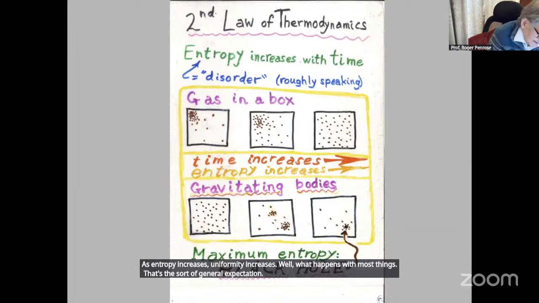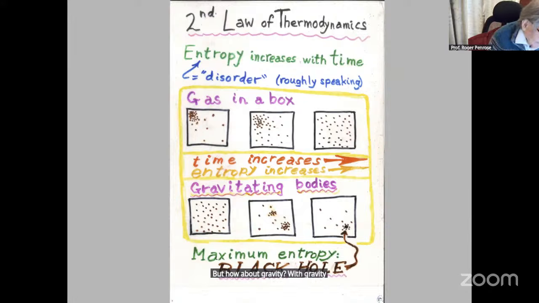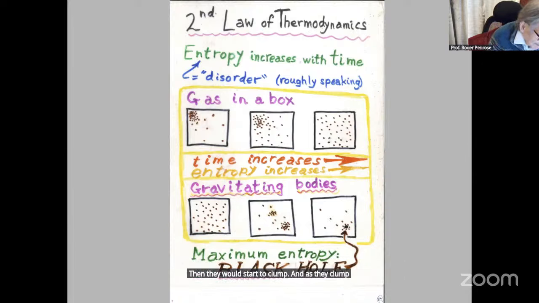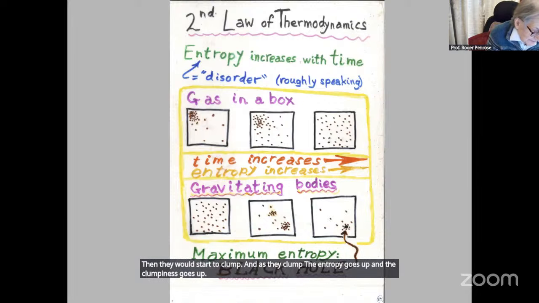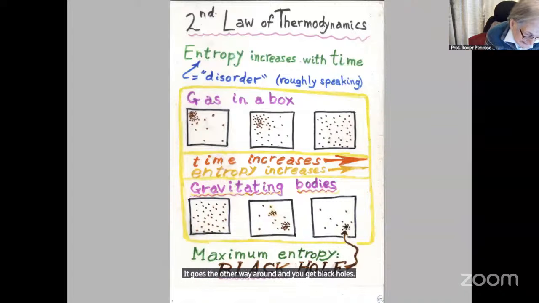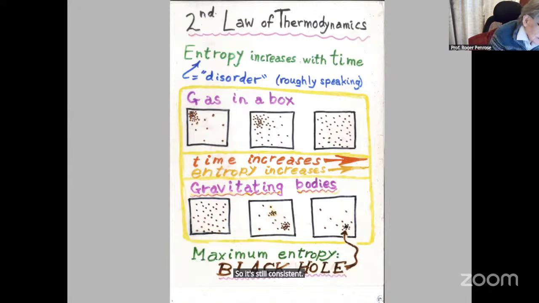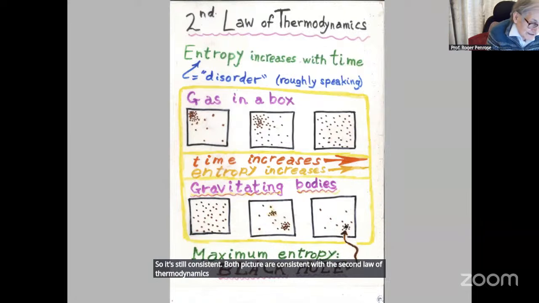But how about gravity? With gravity, it goes the other way. I'm imagining here, the bottom three boxes, because you go to the right, suppose we had a random display of stars just spattered around randomly, then they will start to clump. And as they clump, the entropy goes up and the clumpiness goes up. It goes the other way around and you get black holes. That's where it really, really clumps and the entropy goes absolutely shooting up enormously with a black hole. So both pictures are consistent with the second law of thermodynamics, but when it's gravity that dominates, the picture looks very different.